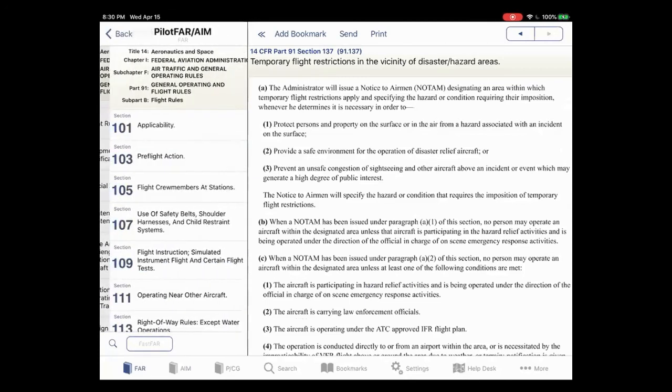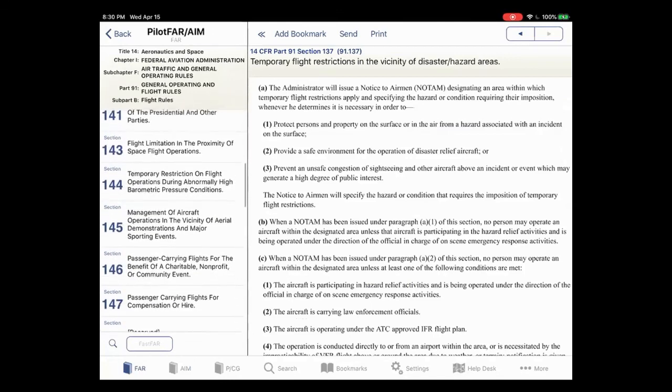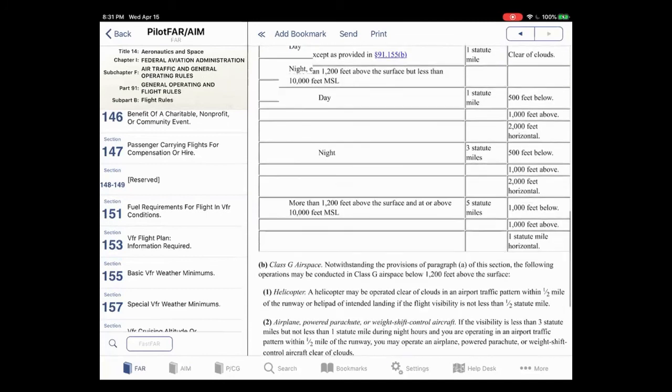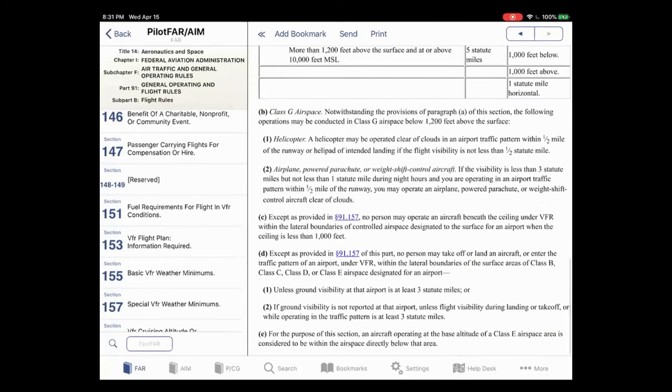And most people pay their attention, of course, to the box or the table. But if you scroll past the table, there is an additional section. There's quite a few other things to discuss, but the one we want to focus on right now is this. So in C, we can see, except as provided in 91.157. What's 157? That's special VFR, so we don't care about that right now. No person may operate an aircraft beneath the ceiling under VFR within the lateral boundaries of controlled airspace designated to the surface for an airport when the ceiling is less than 1,000 feet. What in the world did they just say? Well, let's break it down.